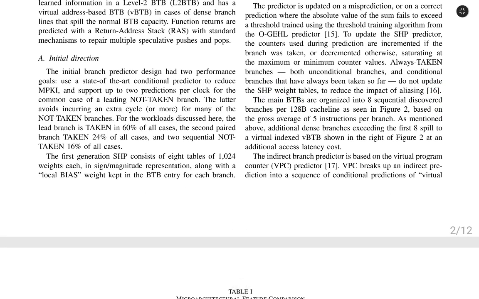The main BTBs are organized into 8 sequentially discovered branches per 128-byte cache line, as seen in Figure 2, based on the rough average of 5 instructions per branch. As mentioned above, the additional dense branches exceeding the first 8 are built into the virtually indexed VBTB, shown on the right of Figure 2, at additional access latency cost.